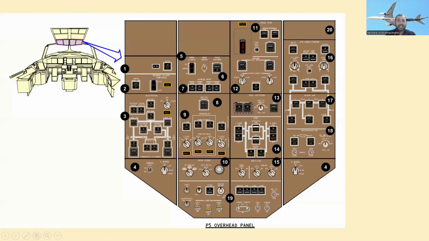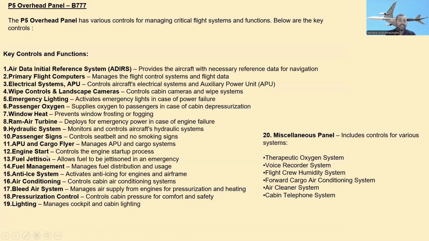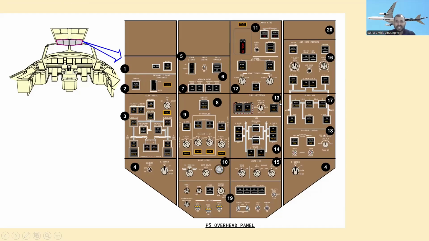Number 12, engine start. Here is number 12, engine start. It is used to control the engine starter process. Number 13, fuel jettison. Fuel jettison allows fuel to be jettisoned in an emergency situation. Here is the fuel jettison.